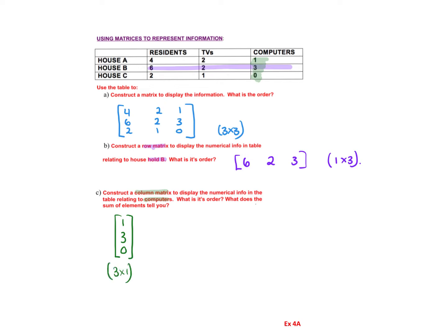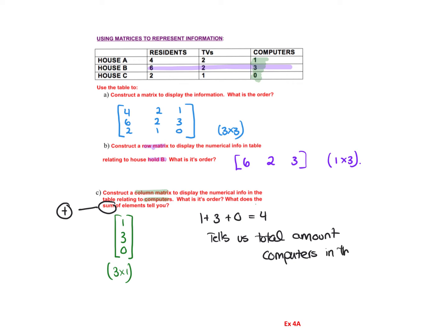And what does the sum of the elements tell you? It's really important that you remember that this word sum means you add them all together. So if we add them all together, what is that telling us? Which would be 4. So what does the sum of the elements tell you? It tells us the total amount of computers in these households, these houses. Okay, so they're just making sure that you can interpret it.